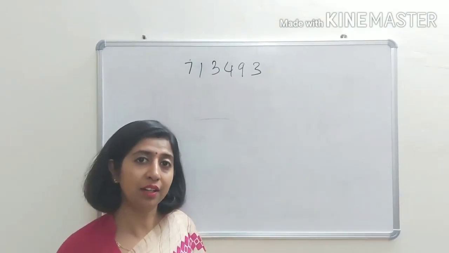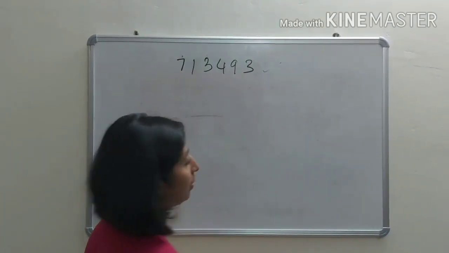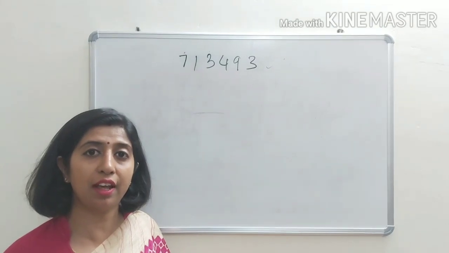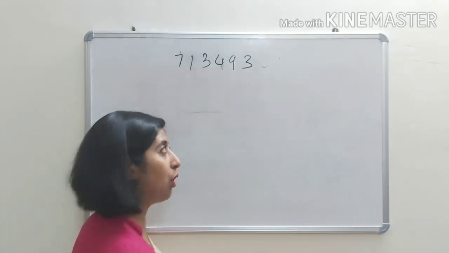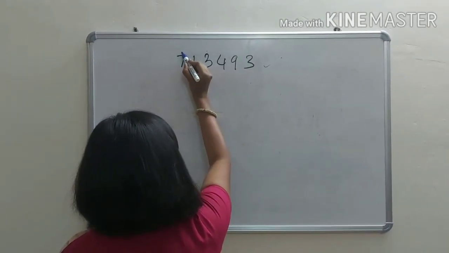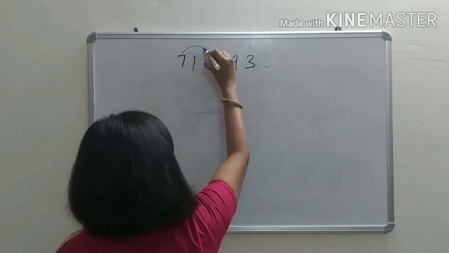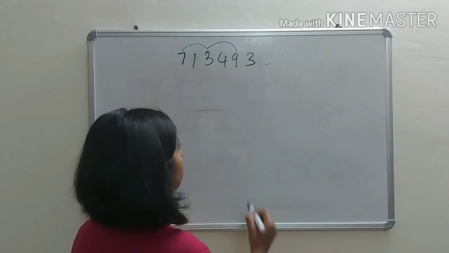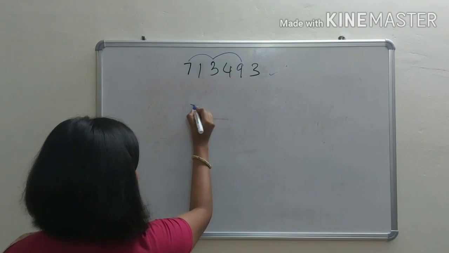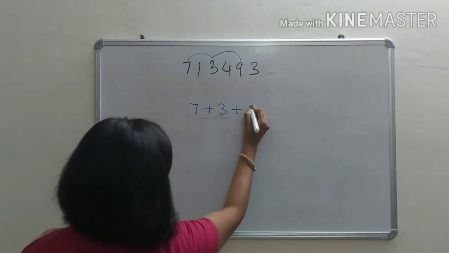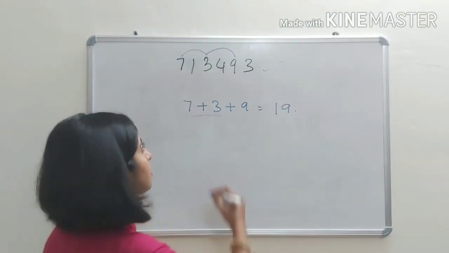For better understanding, let's see one more example. I have taken a number here and we have to check whether this number is divisible by 11 or not. So we have to go according to the rule. First of all, we will mark the digits at odd places. First, third and fifth. Make an arrow to represent these digits. Now we will find out the sum of all these digits. 7 plus 3 plus 9. It is 19.